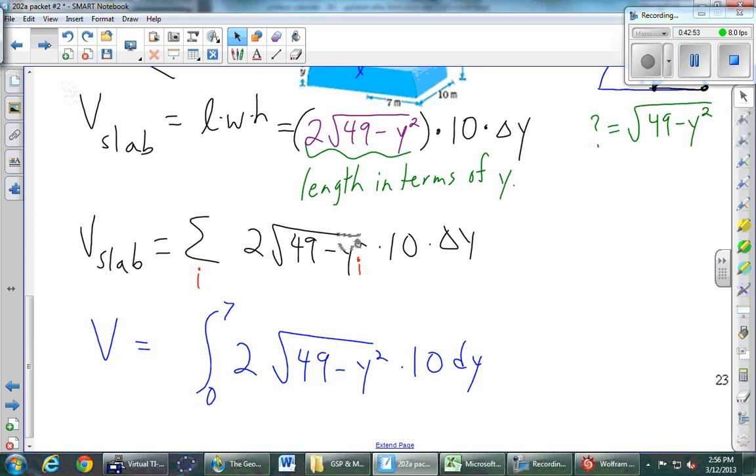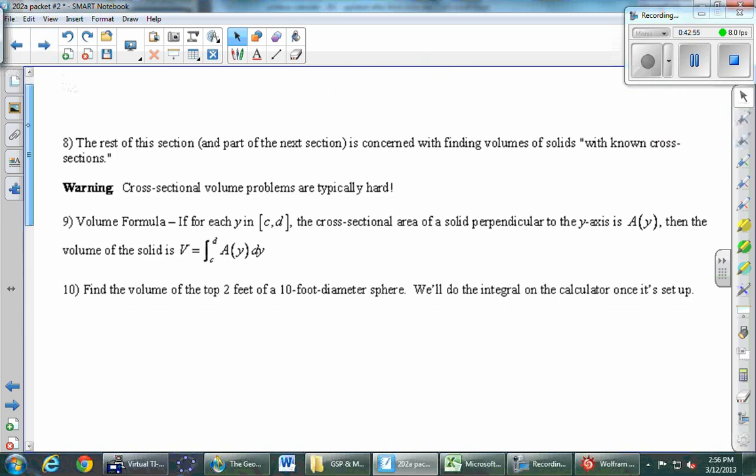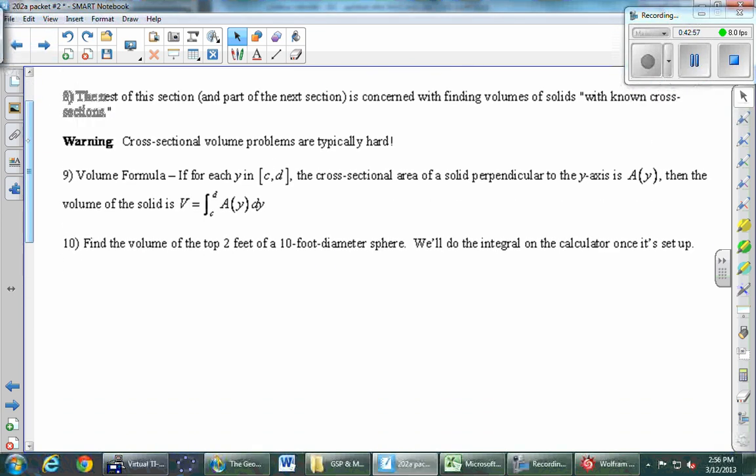Yeah. Okay, so moving on to the next page, we're going to get to problems that we couldn't have done before. All the shapes we've seen so far, we just had simple formulas. Area of a triangle, area of a circle, volume of a cylinder, all known. But now we're going to get to these problems that are called volumes of solids with known cross sections. And there's a little warning there. It says cross-section problems are typically hard.